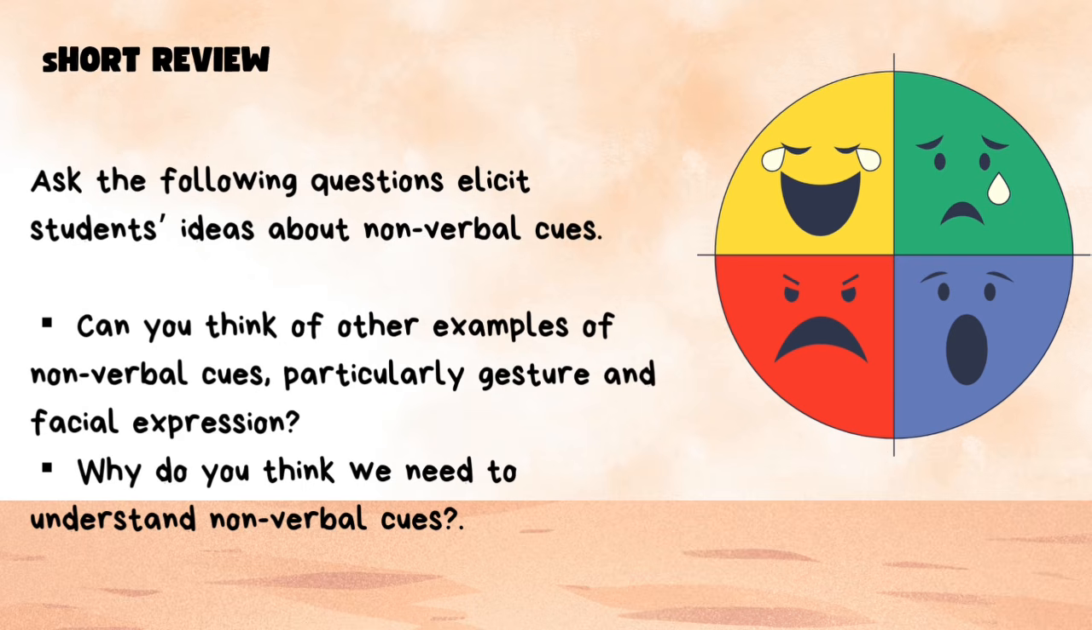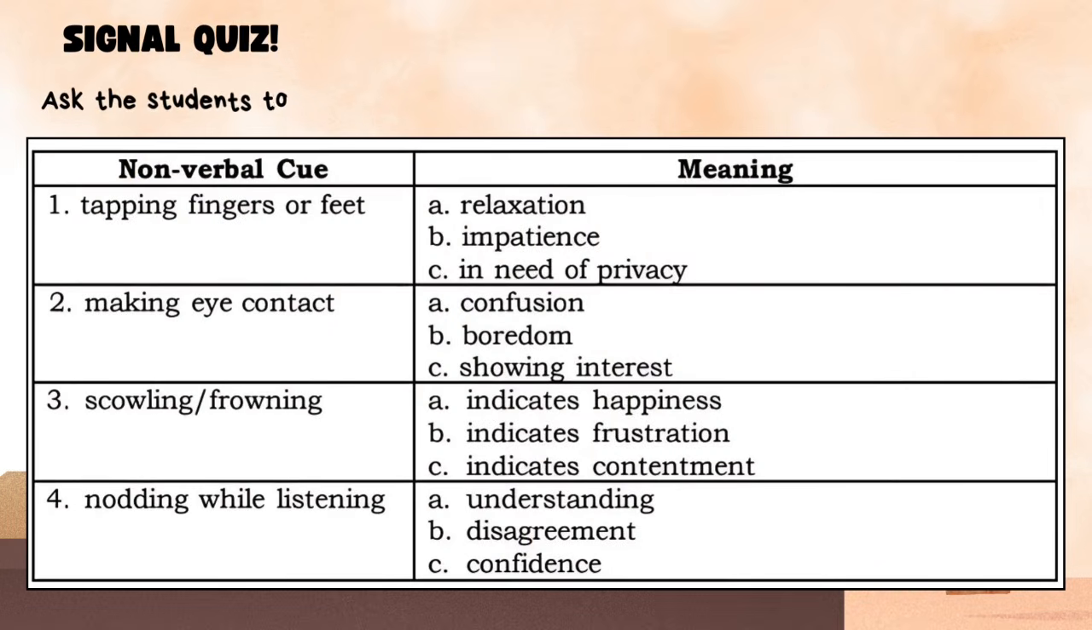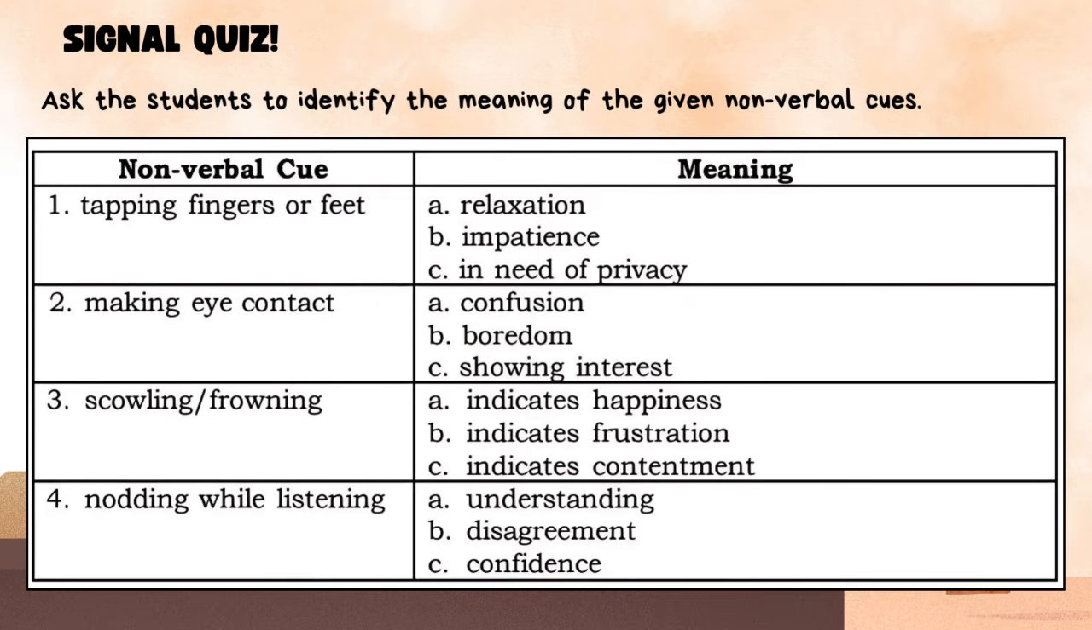All right. Next, we have here a signal quiz. You're going to identify the meaning of the given nonverbal cues. Tapping fingers or feet. What does it mean? Is it relaxation, impatience, or need of privacy? Making eye contact, scowling or frowning, nodding while listening. What does it mean?